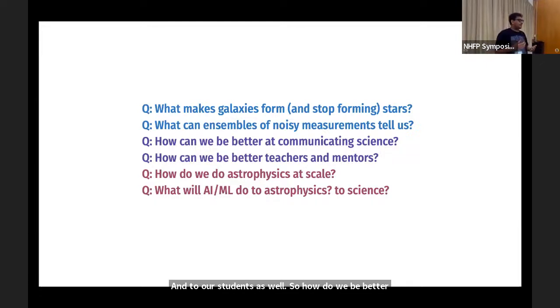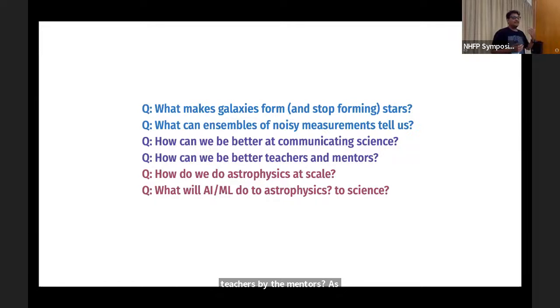As new observatories come up, things like Rubin and Euclid, we're going to have a huge profusion of data. And so as data sets scale, as simulations scale, how do the methods that we use keep up with it?